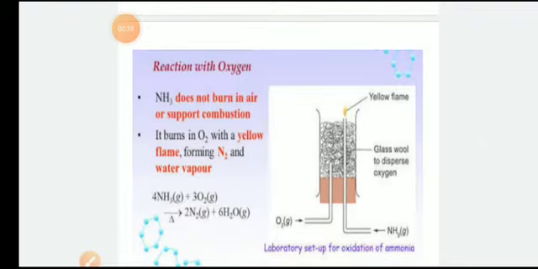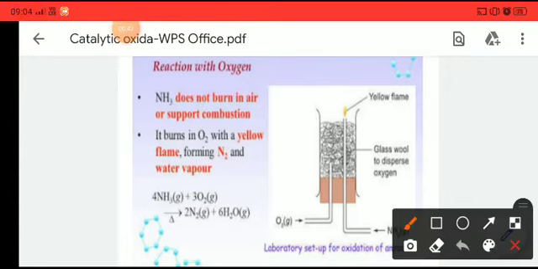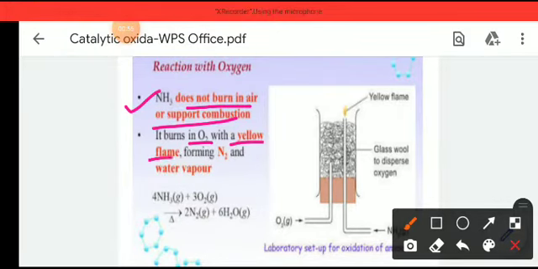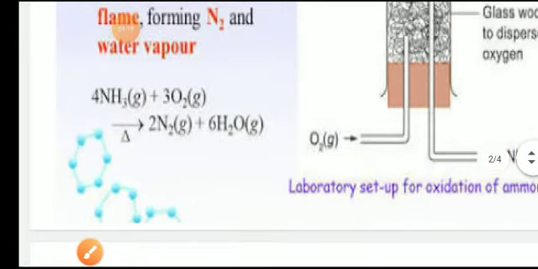NH3, or ammonia, does not burn in air or support combustion. But it burns in O2, that means it burns in oxygen with a yellow flame, forming N2, nitrogen, and water vapor. Okay, so let's see the reaction here.